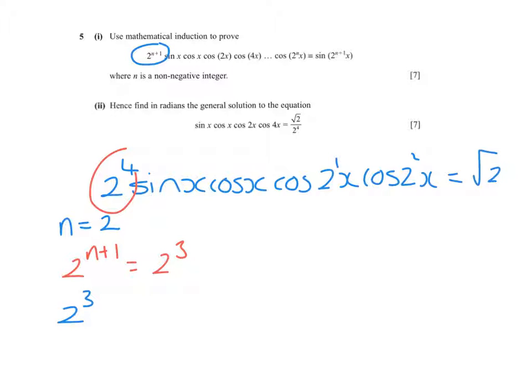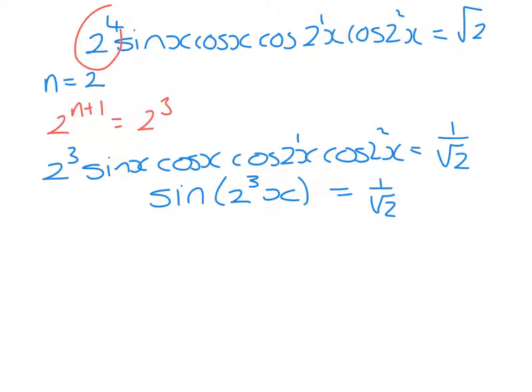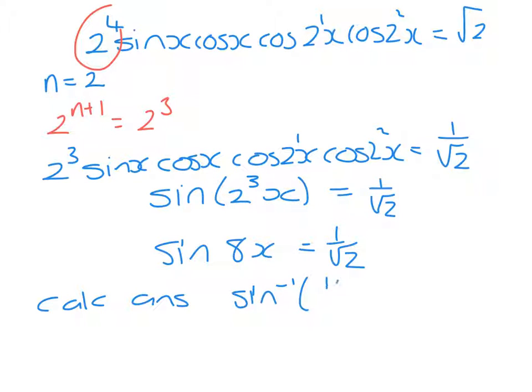So I need 2 to the power 3 sine x cos 2 to the power 1x cos 2 to the power 2x equals root 2 over 2, which is 1 over root 2. That means the left hand side can become the sine of 2 to the power n plus 1, so that is 3x equals 1 over root 2. So the sine of 8x equals 1 over root 2. So if we get our calculator answer, if we do the inverse sine of 1 over root 2, we get pi over 4.